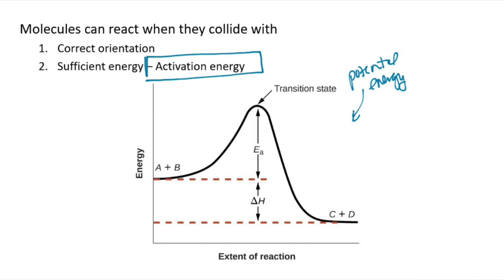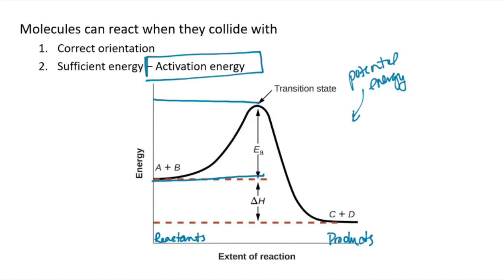So on the y-axis, we have energy, and on the x-axis, we have something called extent of reaction. Extent of reaction is a little bit abstract, but basically we have reactants on the left side going to make products on the right side. And so we can represent the energy required to make the transition state as the energy difference between the reactant energy and the transition state energy. So that activation energy is the energy of the collision that has to happen in order for reactants to become products.